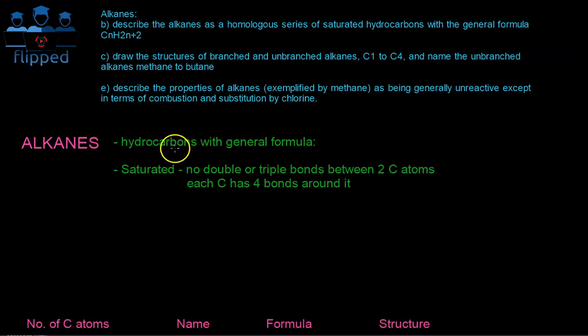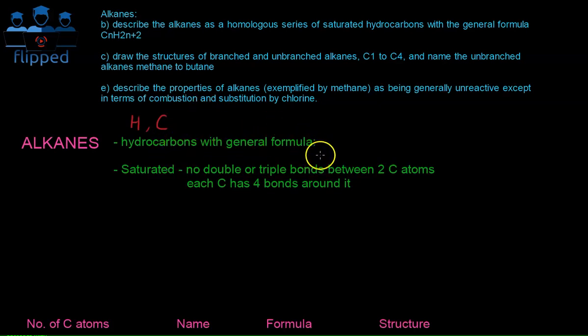Welcome. So now we'll be talking about alkanes and really go into detail about what alkanes actually are, their structures, the naming, and their reactions. Alkanes are hydrocarbons. If you remember, a hydrocarbon just means that they consist of hydrogen and carbon only. There's no oxygen, no other elements.